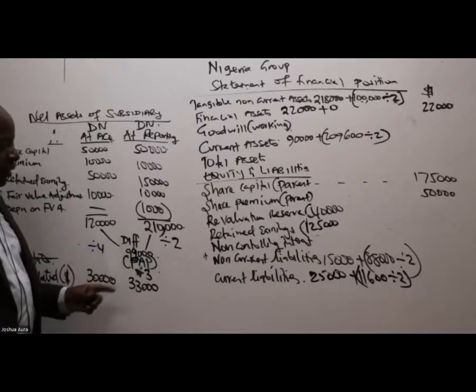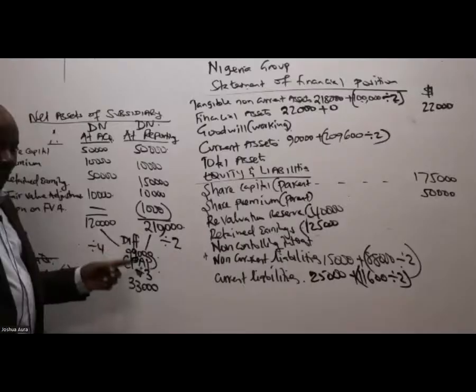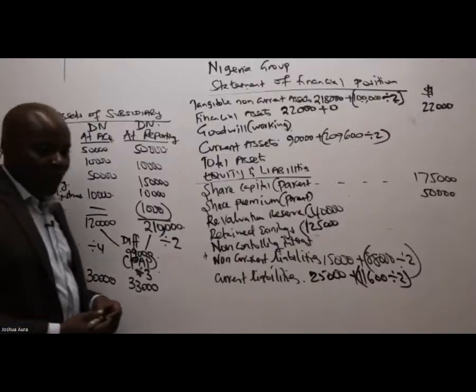219,000 divided by 2. 219,000 divided by 2. 219,000 divided by 2 gives me what figure, somebody? 219,000 divided by 2 gives me what figure, somebody? They're not talking to me. They're not talking to me.